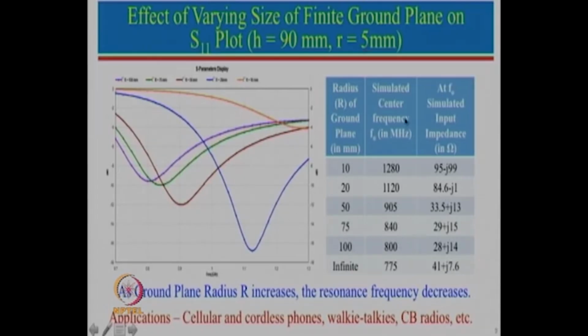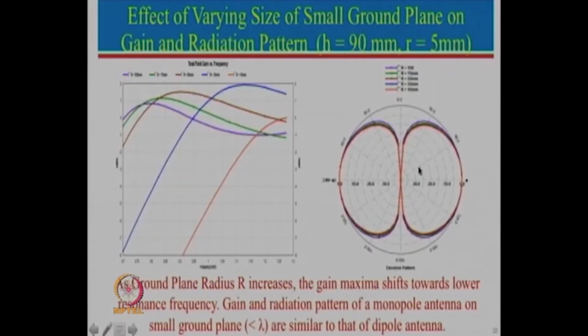So these finite ground planes are what is required in most practical cases. In fact, these monopole antennas are used for cellular and cordless phones. All the Wi-Fi antennas which you see generally use a monopole antenna, as do walkie-talkies, CB radios, and so on and so forth. Now let us see the radiation pattern.